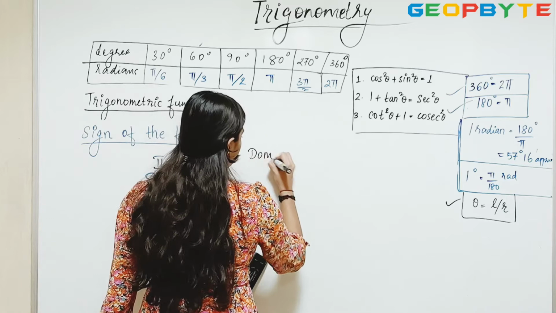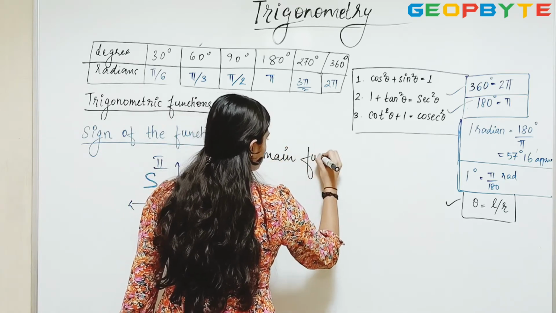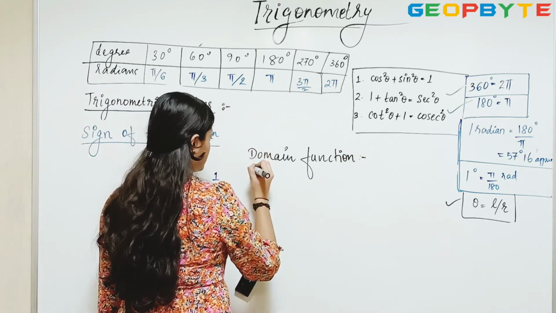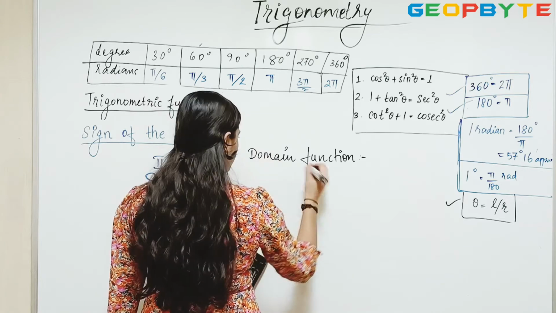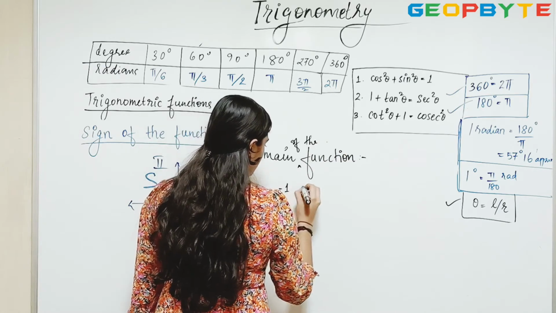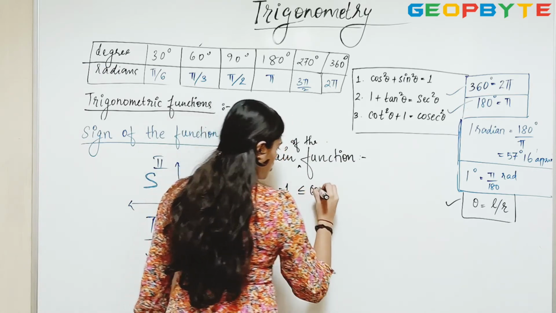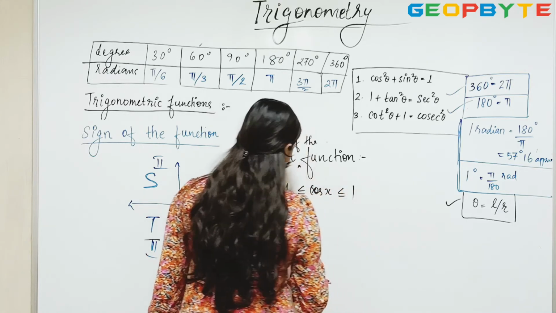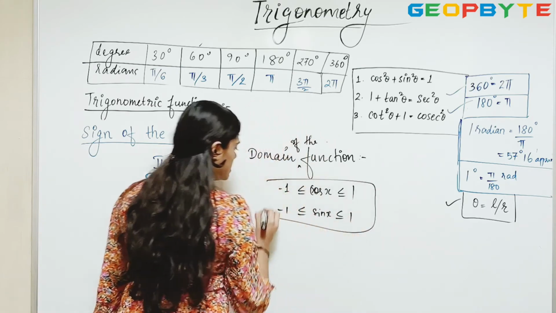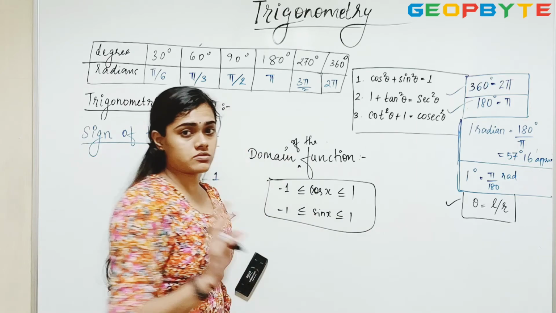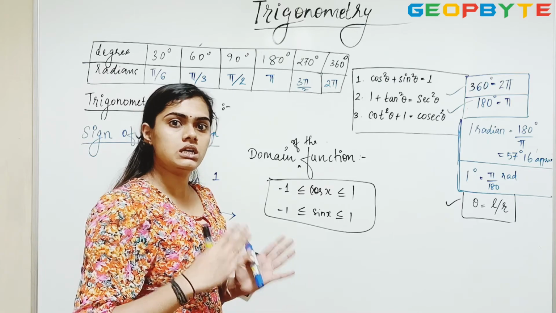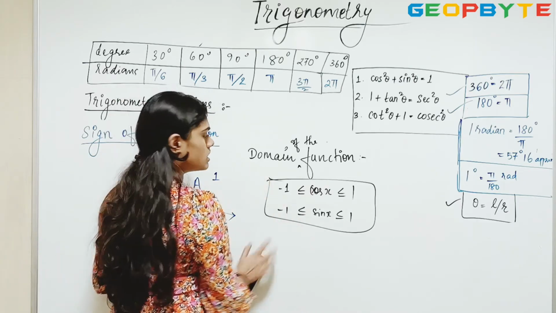Now what is the domain of the function? I hope you remember domain. We have already learned it in our first chapter. So what is the range of the function? The maximum value cos and sin can take is 1, and the minimum is -1, so -1 is less than or equal to sin x, cos x, which is less than or equal to 1. So the values of sine and cosine lie between -1 and 1.